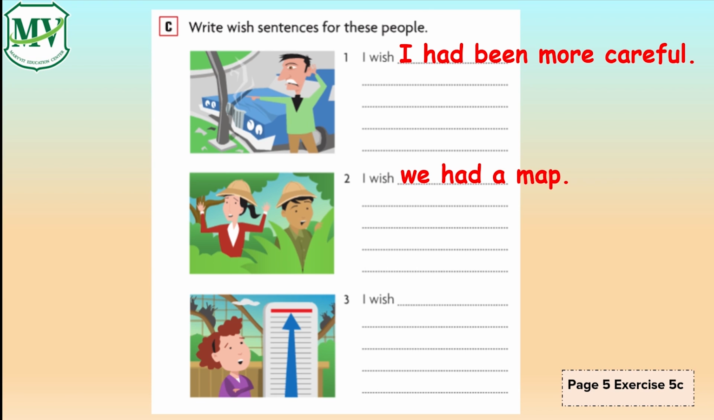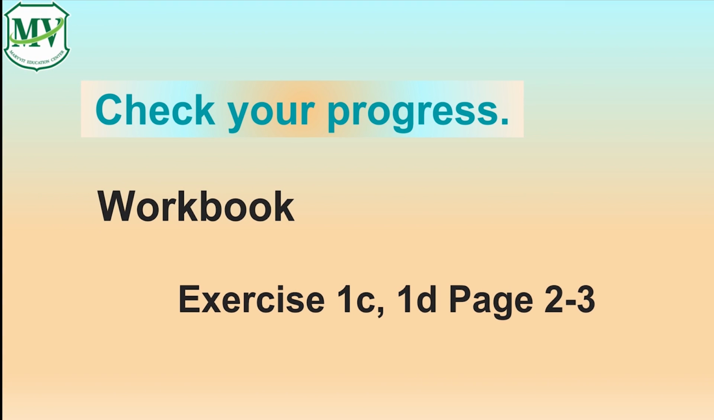Last picture, number 3. She wants to be taller. It's the present situation because now she is still short. So she might say, I wish I were taller. Very good. Wow, congratulations. We've finished our lesson about should and wish already.